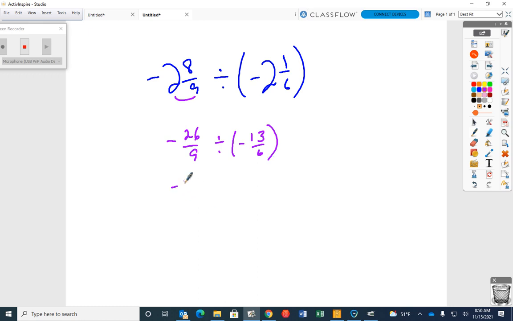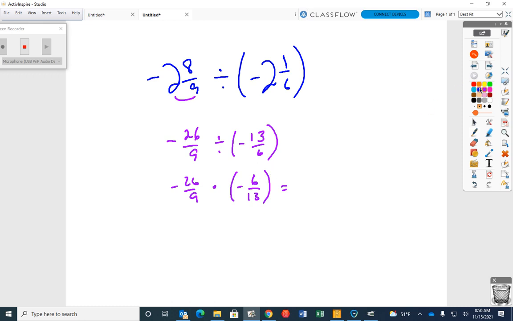So -26/9 times, what's -13/6 flipped? -6/13. Now, I have a negative times a negative. Do I really even have to worry about negatives anymore? Nope. Because a negative times a negative gives me a what? Positive. So I don't even really have to write them if I don't want to. Oh man, these are going to be big numbers. So I guess I just multiply 26 times 6, right?